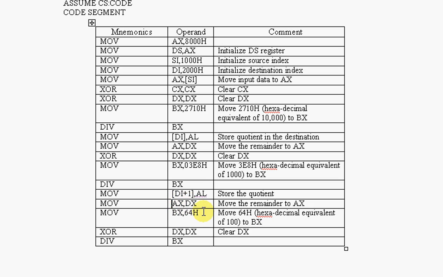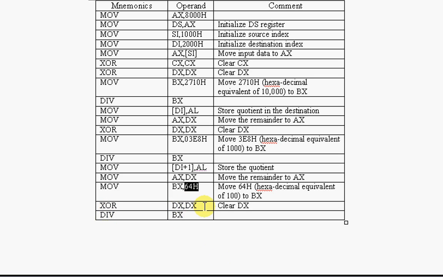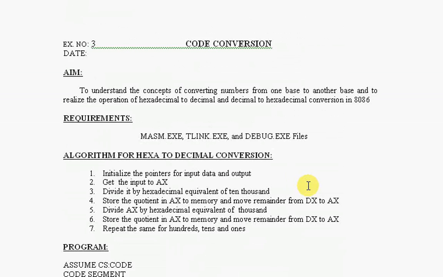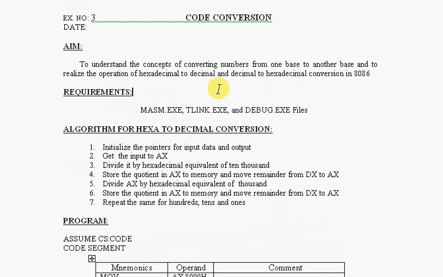And what happened? The remainder is in DX. Copy it to AX, and 64H is the equivalent of 100, which is stored in BX. Now clear DX and again divide by BX, and AL will have the quotient. Store it, and continue like this. At last, use the equivalent for 10. Dividing by 10, you have the remainder. The quotient is your number of tens, stored in DI plus 3, and the remainder is the number of ones, right, in the last. Then you can straight away store it into DI plus 4. That's it. This is the program for converting hexadecimal into decimal.